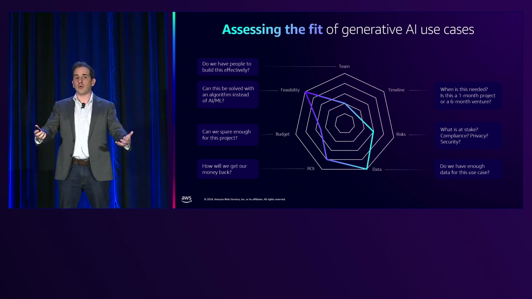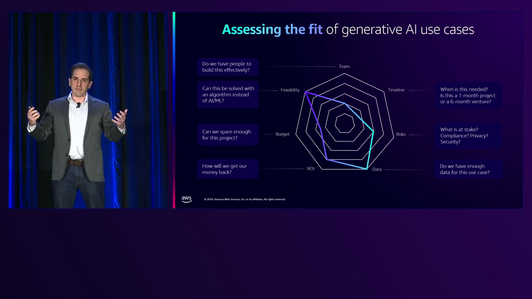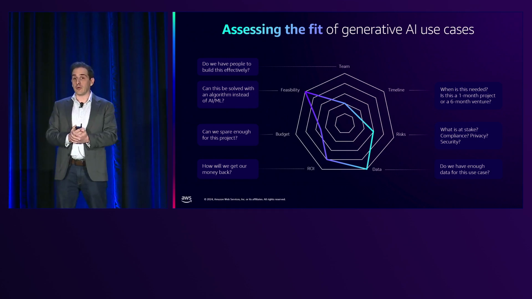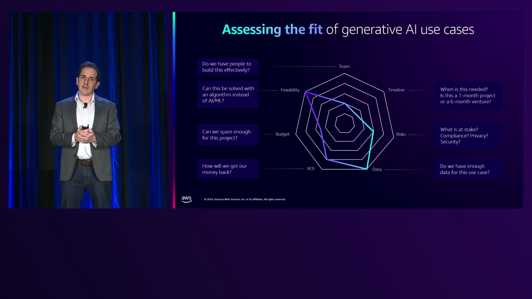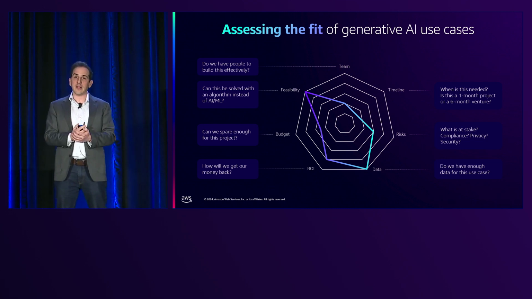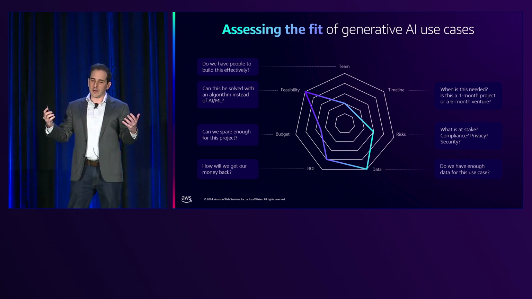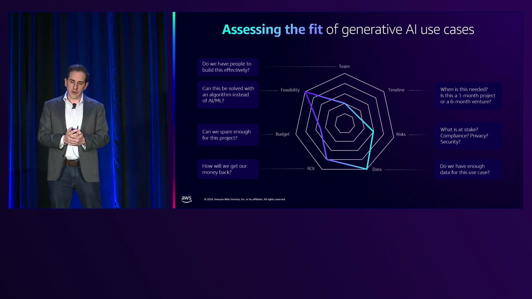The second thing is, do you have the right people on your team? Sometimes you may need to hire people. Other times you may think about hiring a third party, a vendor. At Amazon, we have over 100,000 APN partners. Some of them specialize in many different types of things, including Gen AI. So it's important to think about that before you even start on your project.